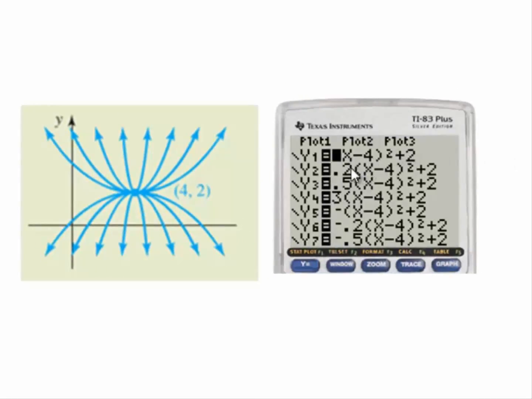So for the first one, we're going to have x minus 4 because that's our value of h. So it's x minus h. Then we add our k, plus 2. The second parabola is 0.2 times the quantity x minus 4 squared plus 2, and so on and so forth. So every single parabola will have a vertex of 4, 2.